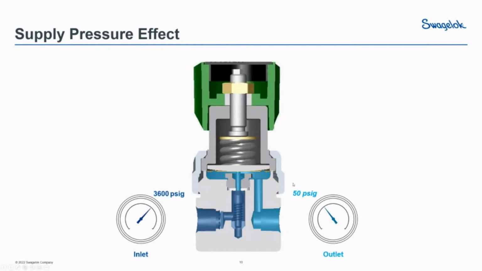So enough with the seesaws. What does this look like in an actual regulator? Well, let's take a Swagelok K series regulator. In this particular case, we've set it up with 3600 psi on its inlet. You can see the gauge on the lower left of your screen there on the inlet side. And we've set this up with a 50 psi outlet pressure. You can see the outlet gauge on the right.